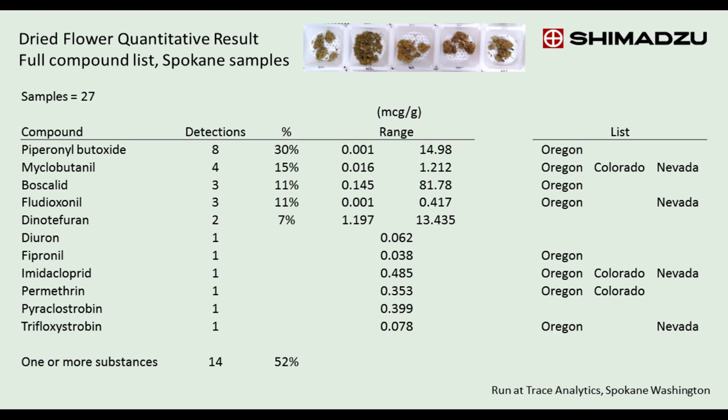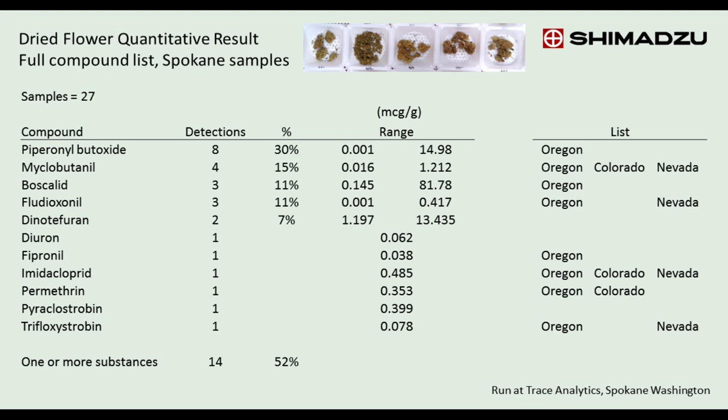So next, we've taken our validated method and run real samples that we obtained from the market in a blind selection process. In this case, we've selected 27 dried flower samples from Washington State and used our method to detect how many samples actually contain pesticides. This analysis was done about 12 or 16 months ago, and we found a somewhat higher than expected rate of positives from some of these samples. Some of the more recent ones are less positive, but for this sample set, we detected pesticides in about half of the samples.